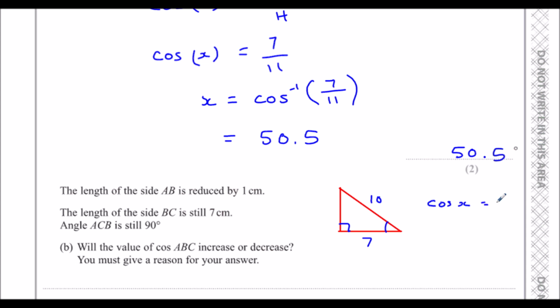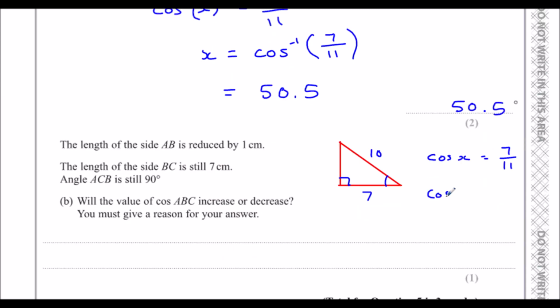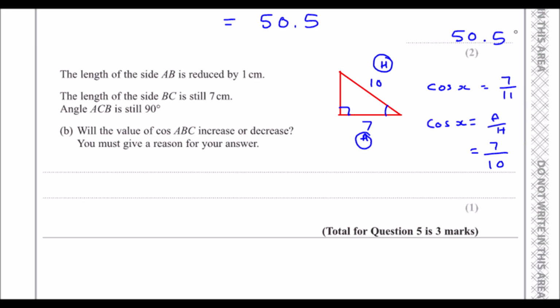alright, cos X was 7 over 11, but we've changed the length of the hypotenuse. So remember, cos X is A over H. This is the hypotenuse. This is the adjacent. So it's now 7 tenths. So cos ABC was 7 elevenths. It's now 7 tenths. So has it increased or has it decreased? So 7 tenths is bigger. It's a bigger number than 7 elevenths. So cos X or cos ABC has increased. It's gone up from 7 elevenths to 7 tenths.